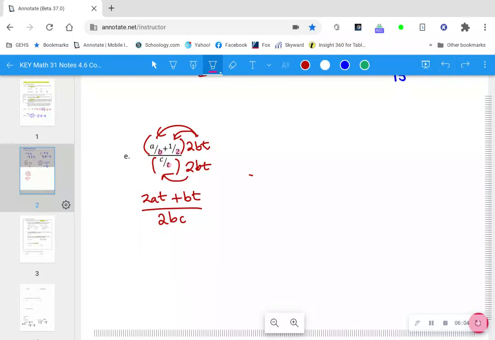Okay, so there it is, page 2 of the note set, section 4.6.